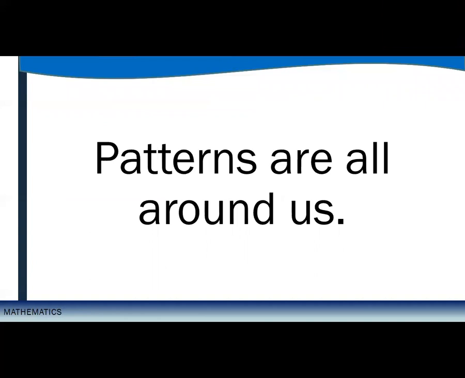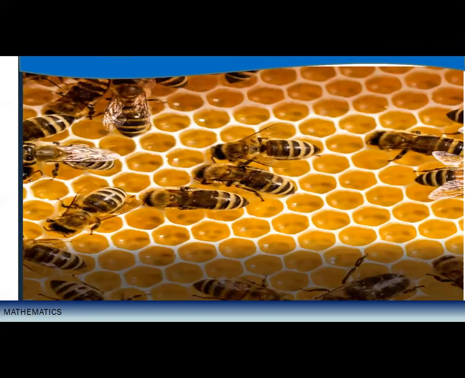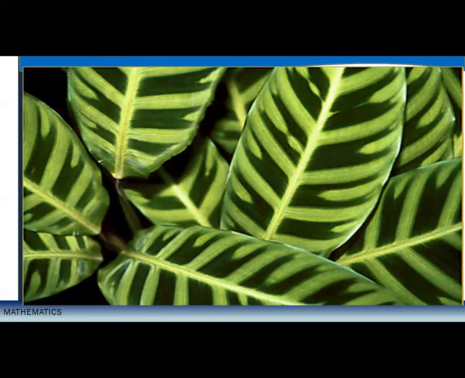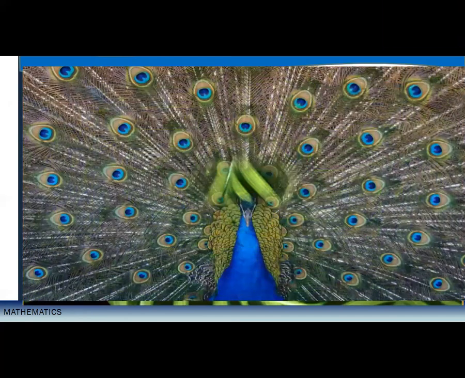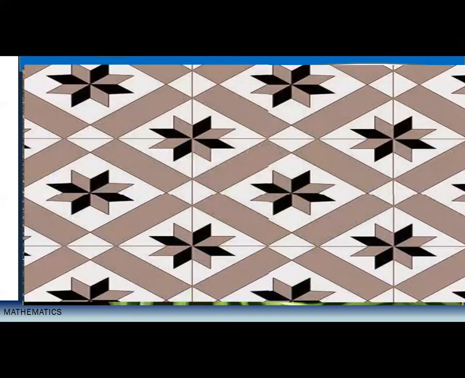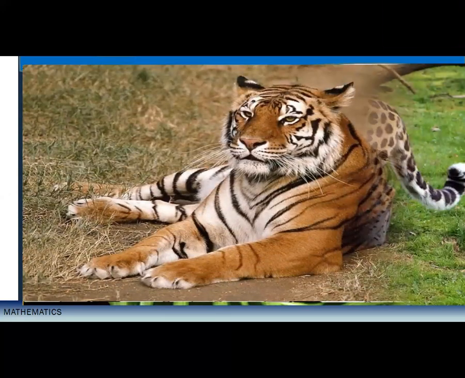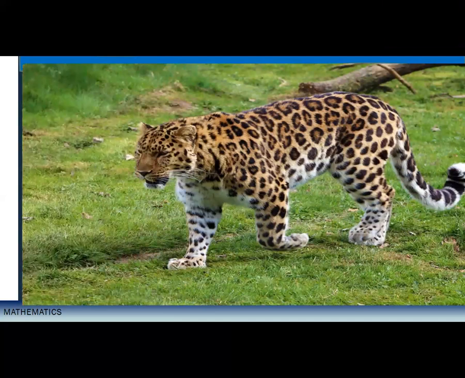Now, patterns are all around us. We see patterns out there in nature. We see patterns in how shapes are arranged, as seen with the shapes in the beehive and even the stripes on the bees. We see patterns on plants, birds, as seen with the spots on this peacock's feathers. We also see patterns on tiles and on animals as seen with the stripes on the tigers shown here and even the spots on a leopard.